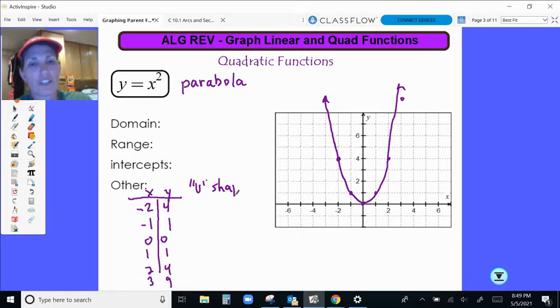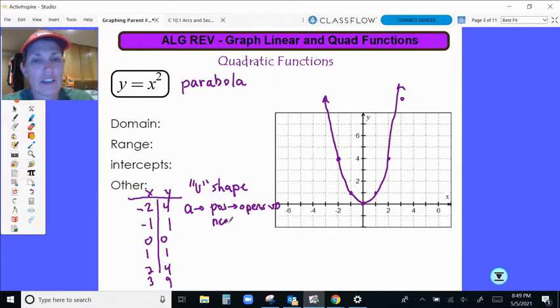So this is a U shape. Anytime you see a squared in your equation, you know it should be a U shape. Okay, it's a parabola, right? The leading coefficient here determines if it opens up or opens down. We call that A. If it's positive, it opens up. If it's negative, it opens down. And it's pretty obvious when you graph it because you'll get the values out there negative.